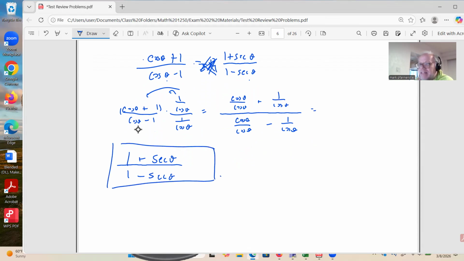Like I said, if I didn't know where to go with this and I hadn't done this problem before, I probably would have started on the right-hand side, because I would say, oh, it's 1 plus 1 over cosine, over 1 minus 1 over cosine. I'd get myself some common denominators and see what would have happened, in which case I would have gone from the right side to the left side. All right, let's look at the next problem.